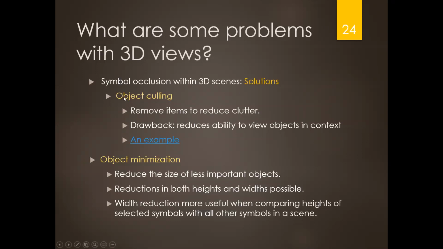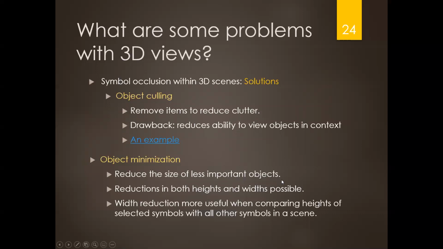So this concept, object culling, is not only for geovisualization, it's a technology widely used in computer science and in 3D environment rendering. Here is an example. If you're interested in it, you should go inside and see how people implement object culling in 3D visualization. And the next method is not as complex as object culling. It's called object minimization. Reduce the size of less important objects.